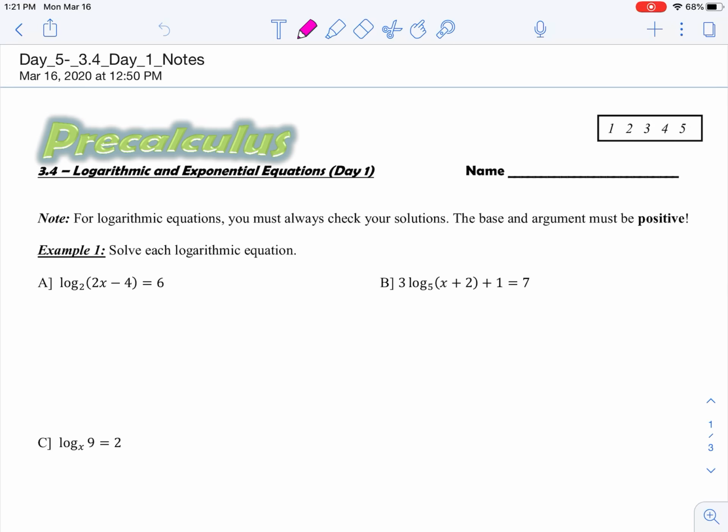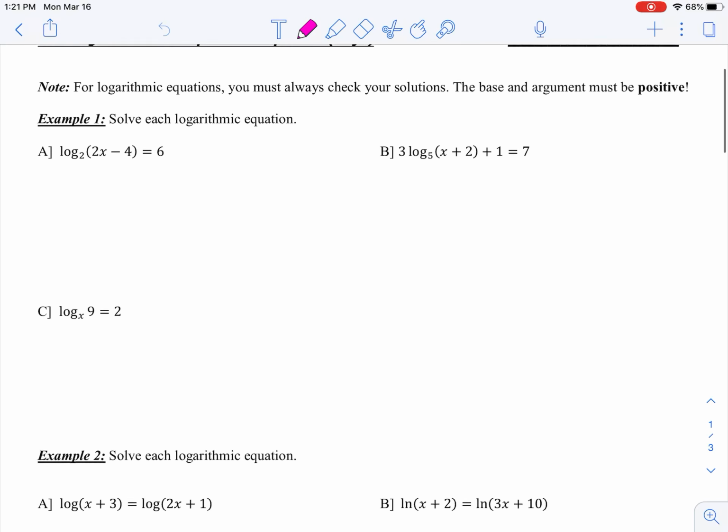All right, let's get started on today's notes. So today's notes are about solving logarithmic and exponential equations. So let's just do a brief go through of all the different types of problems that we have here.